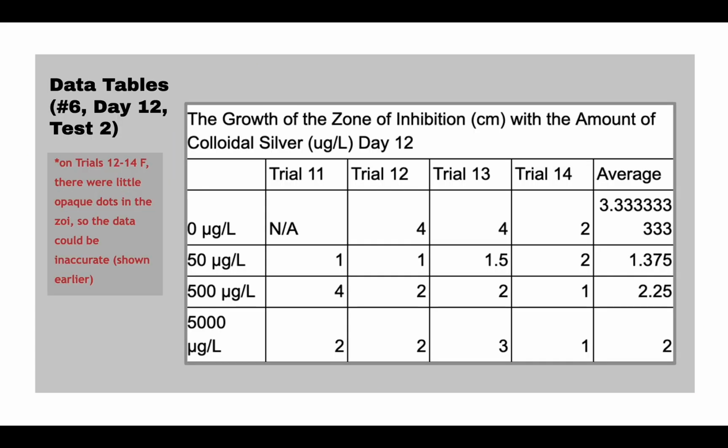Here were data tables for day 12 on test 2. On trials 12 through 14F, there were little opaque dots, as shown earlier in the zone of inhibition, so the data could be inaccurate.